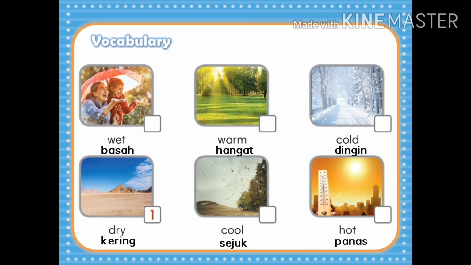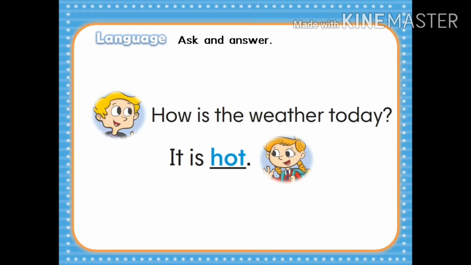Now let's make the example of weather. The first one, how is the weather today? It is hot. Bagaimana cuaca hari ini? Cuacanya panas. The second one, how is the weather today? It is cool. Bagaimana cuaca hari ini? Cuacanya sejuk. Kedua kalimat tersebut merupakan contoh tentang weather.